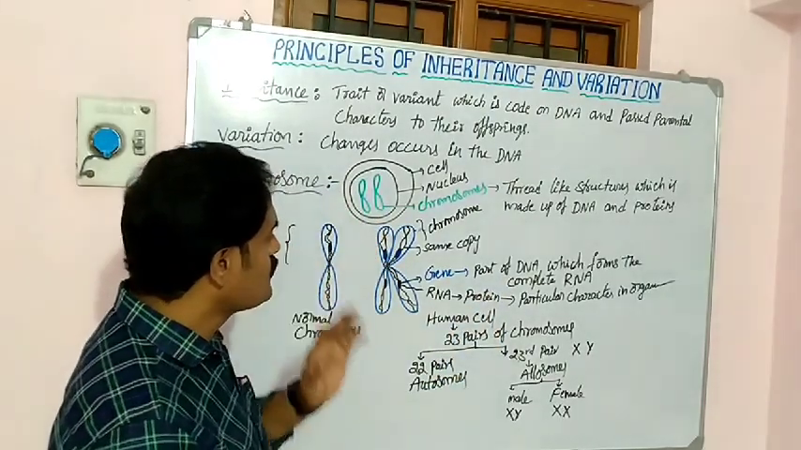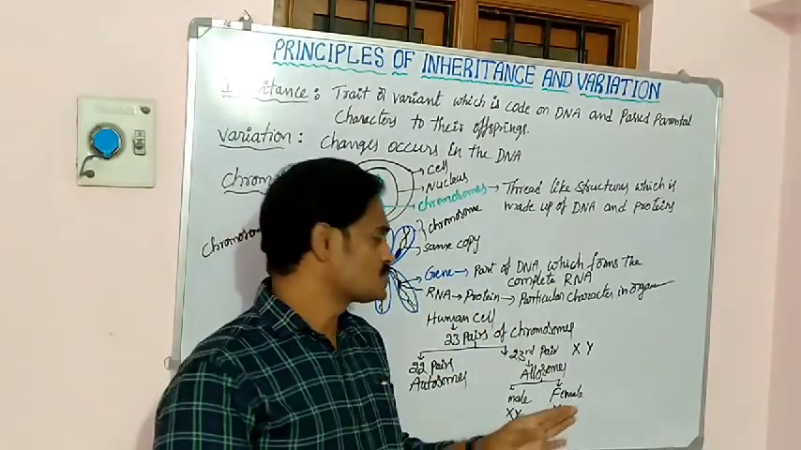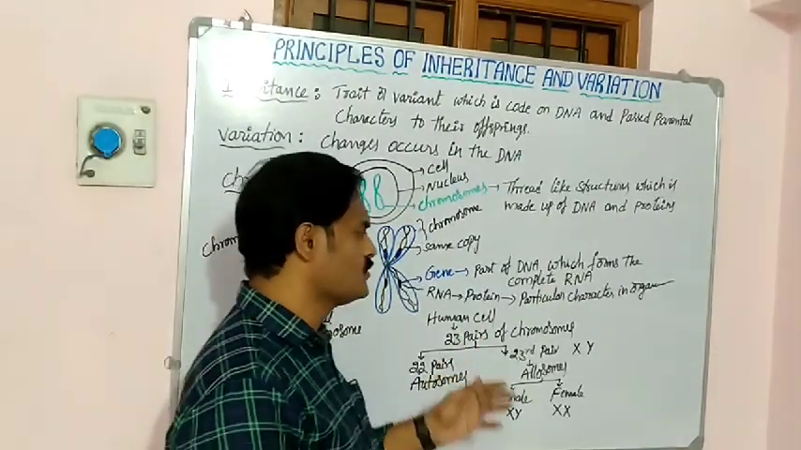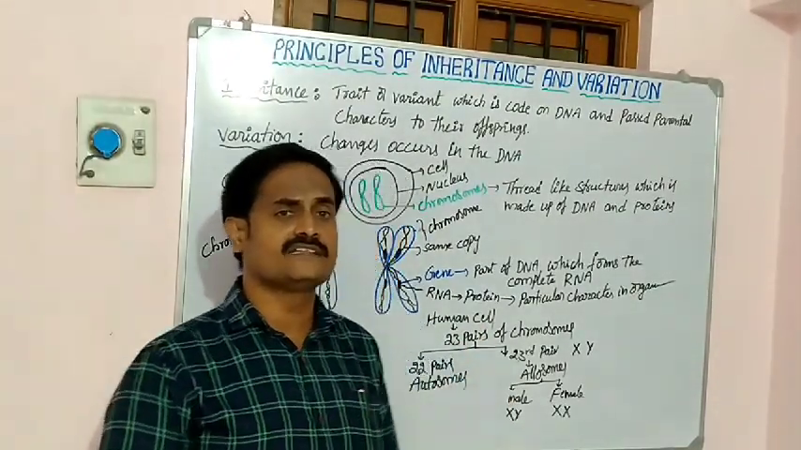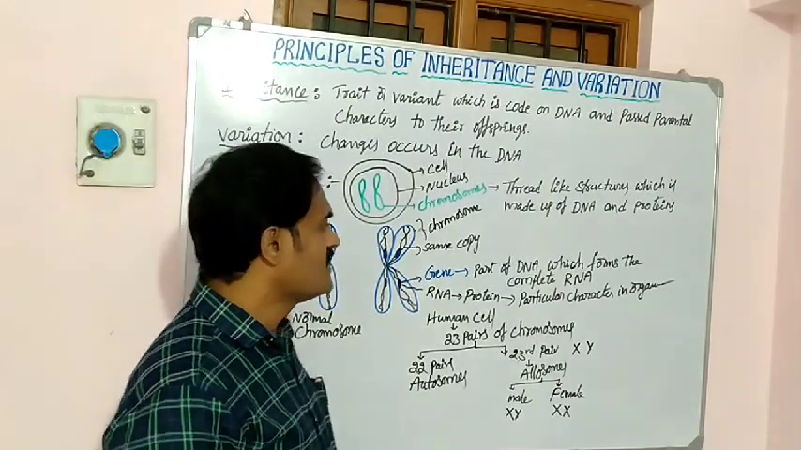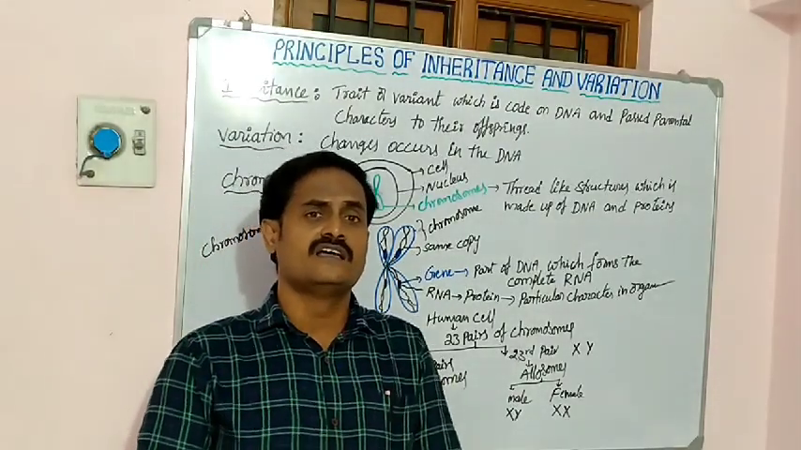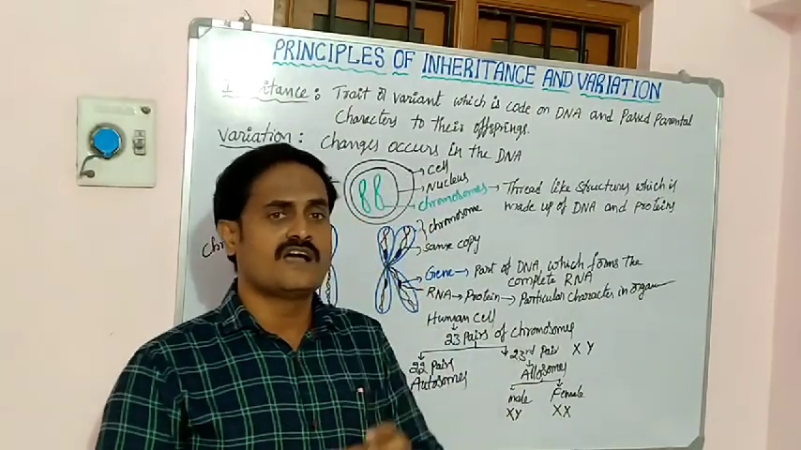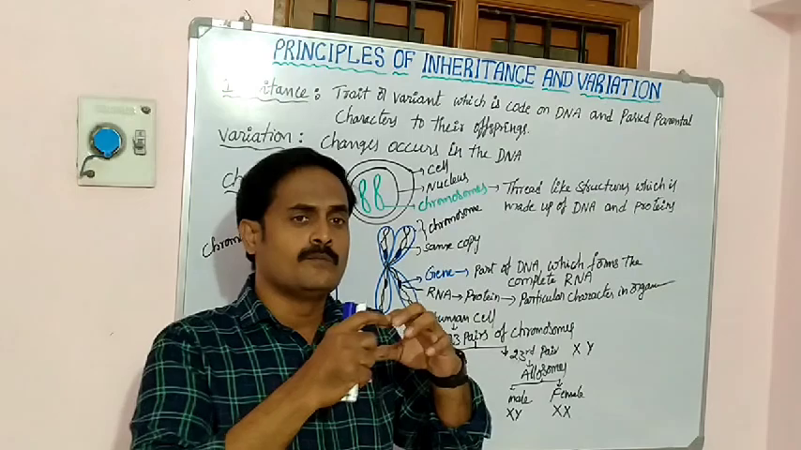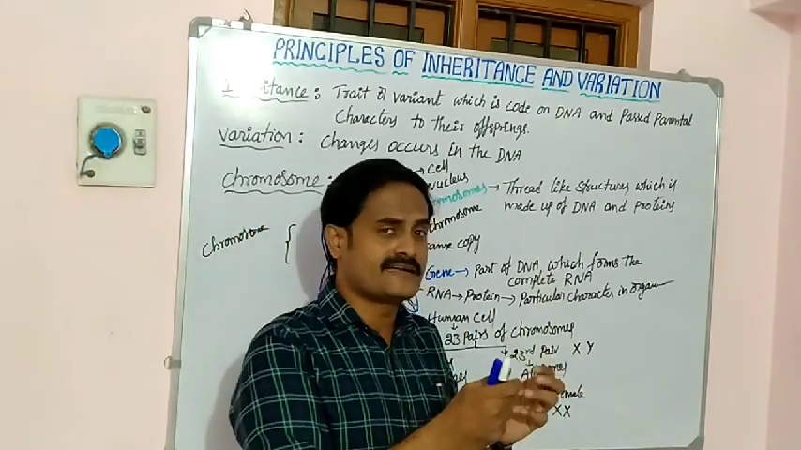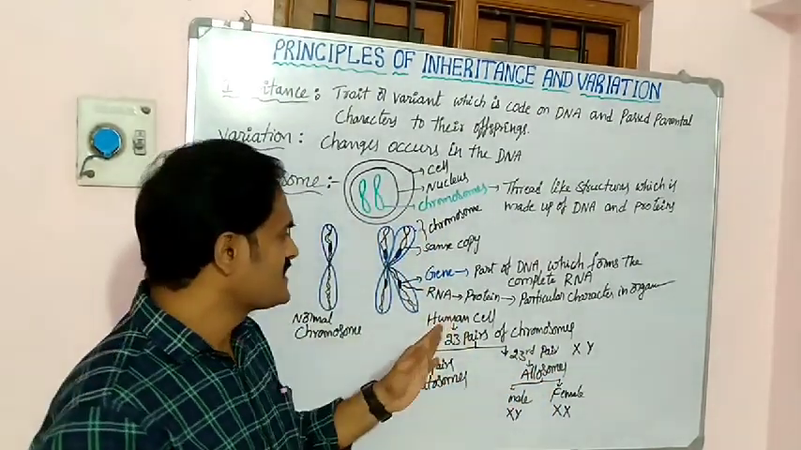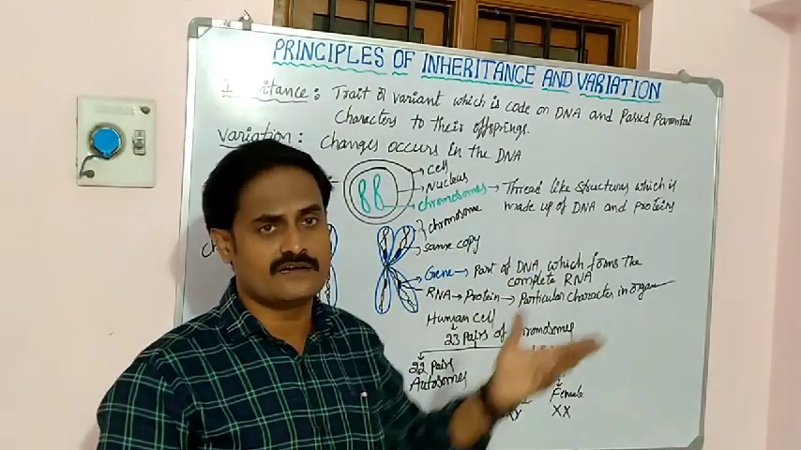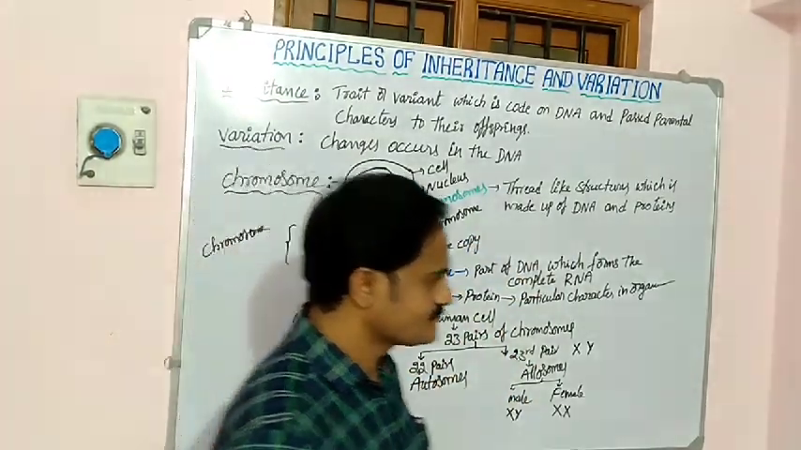These 23 pairs, the number is 46. These 46 chromosomes which are present in the human cell have the same location for a character, for suppose eye color, from both parents, maternal and paternal. How are we going to call such kind of chromosomes?